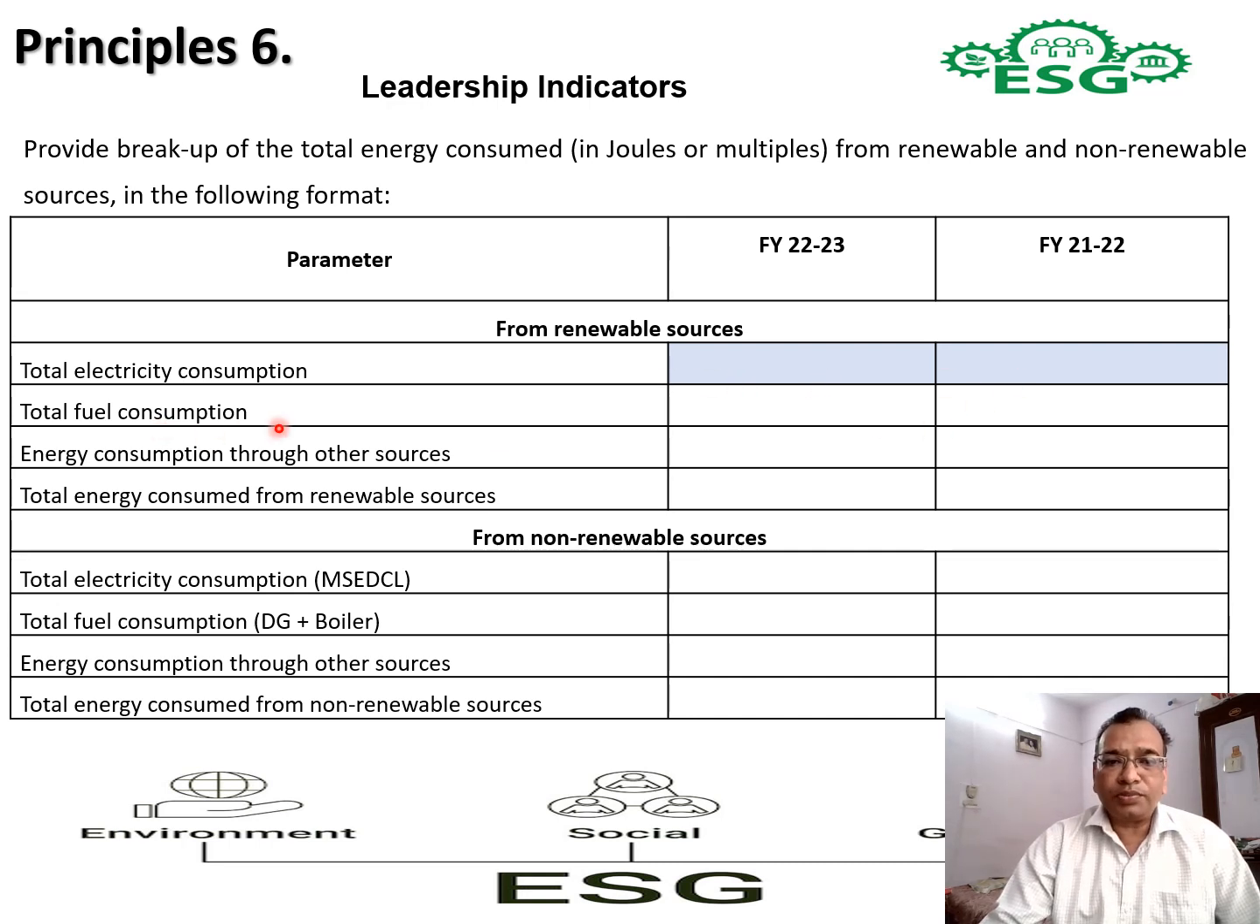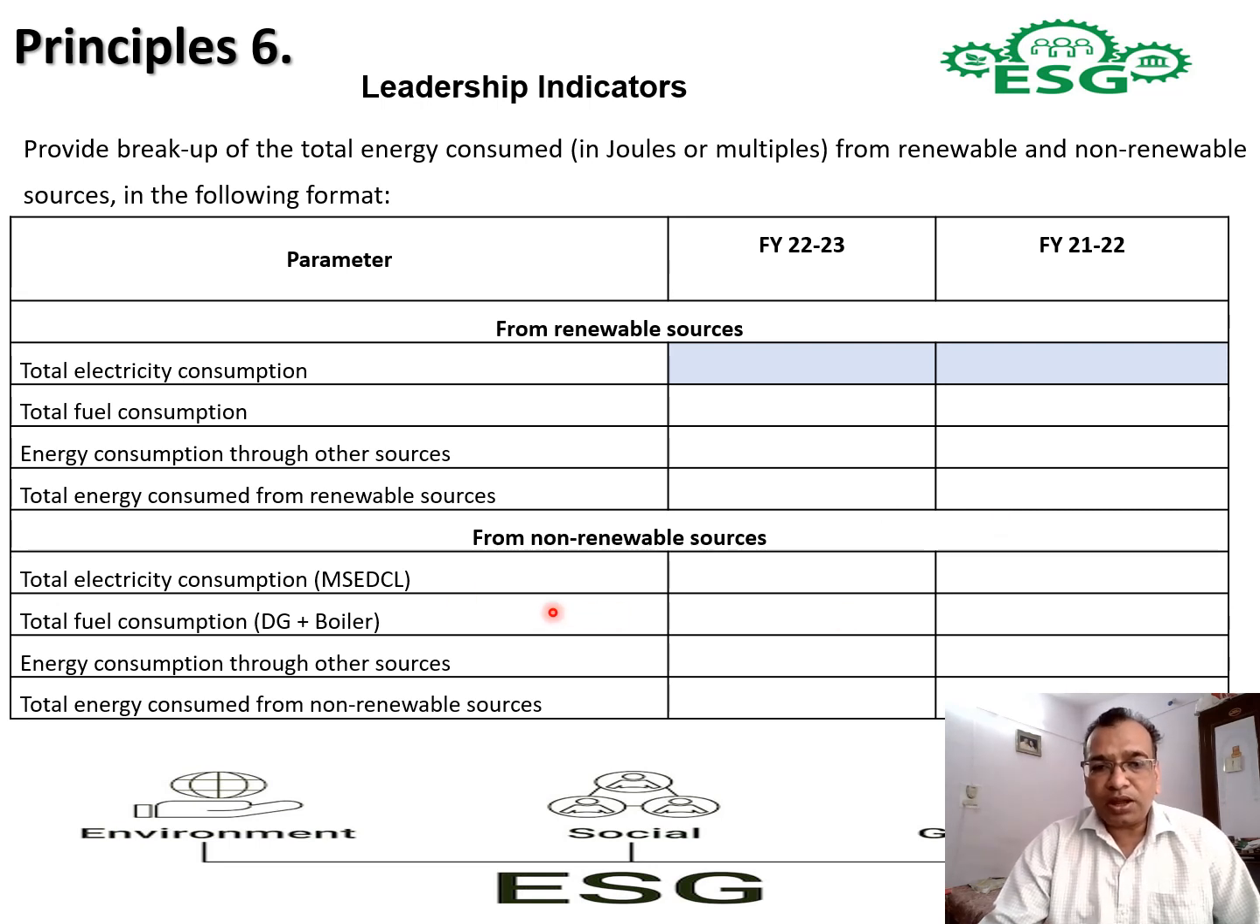Then total fuel consumption, here also you have to disclose the fuel consumption. Under the renewable sources you can disclose the biofuel consumption, and you have to report for both the years. Then total energy consumption through other sources apart from the above two, if any other renewable sources are there, you can report in this row for the current or previous financial year. Then total energy consumed will be the summation of all of this: electricity consumption, fuel consumption and other sources. Here also you have to report in gigajoules for the current and previous financial year.